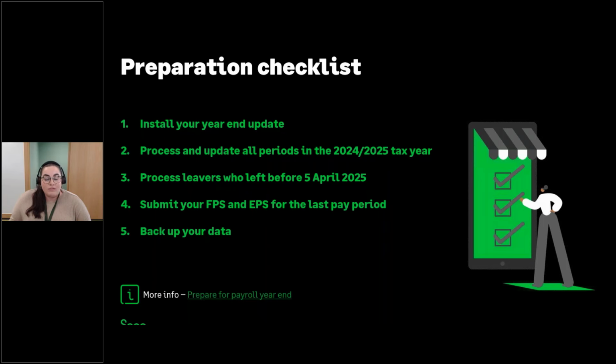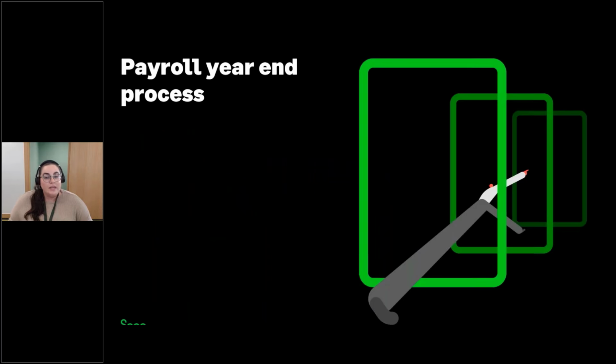Now you can find out more information on this just using that link at the bottom of this slide. But once these are done, you will be ready to process payroll year end whenever you're ready. So payroll year end in Sage 50 Payroll is just 6 steps to work through. But before I demonstrate these in the program, I would like to give you a bit more of an idea of what each step is.